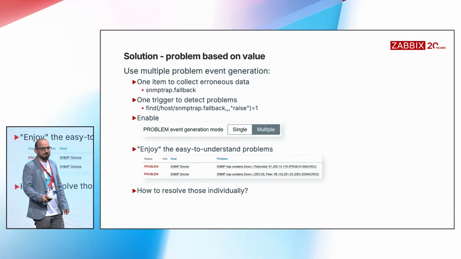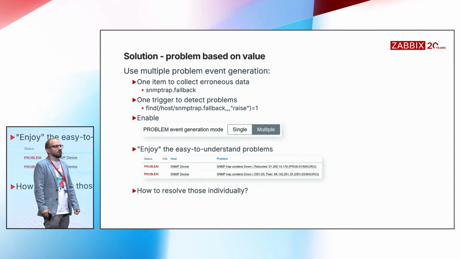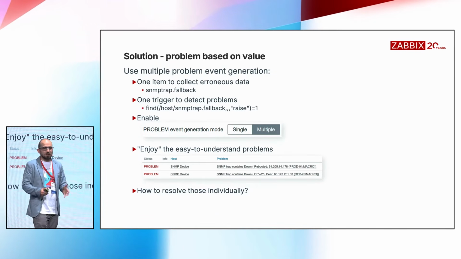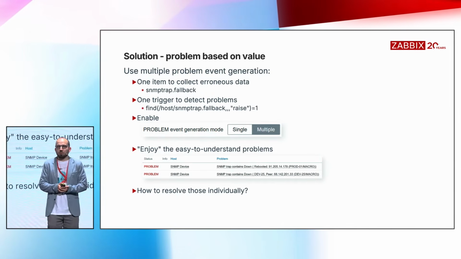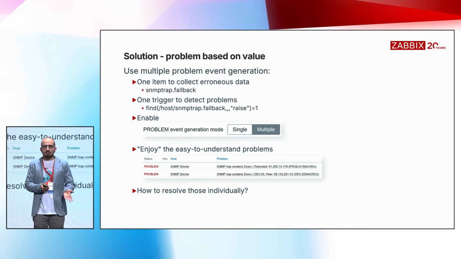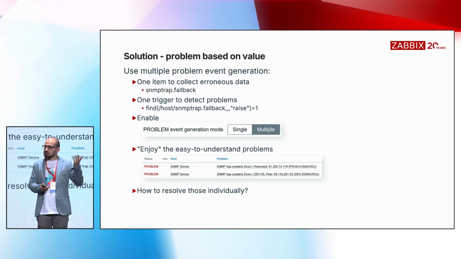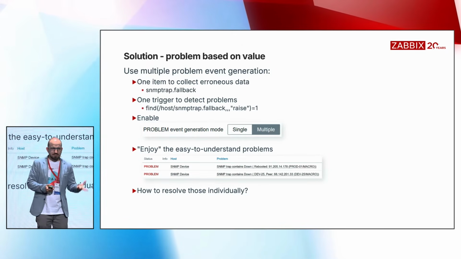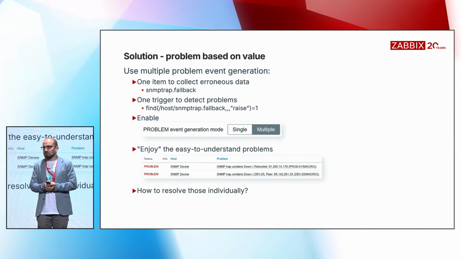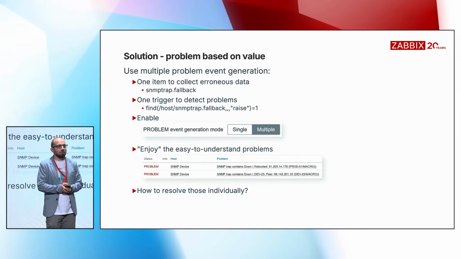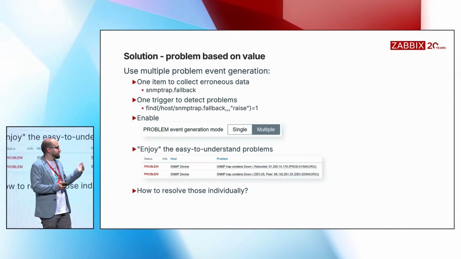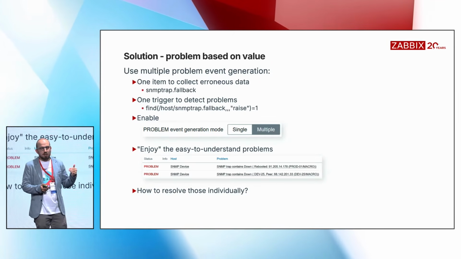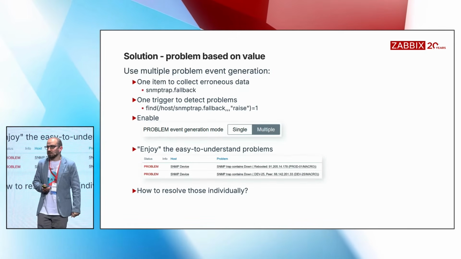So what can you do? You can actually create problems based on values, right? You can specify that you want the multiple problem event generation mode, and using the same regsub, which we saw moments ago, to give the error code in the event name or details about the problem, you will actually see multiple problems with different reasons why they happen and what needs to be resolved.